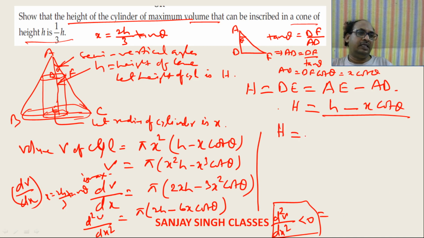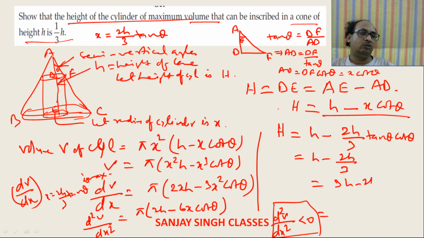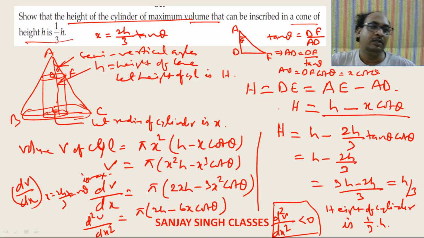So the height of the cylinder is h minus 2h by 3 tan theta cot theta. Tan theta cot theta will be equal to 1 only. H minus 2h by 3 is giving you 3h minus 2h by 3, and this is h by 3. So the height of the cylinder is 1 by 3 of the height of the cone.